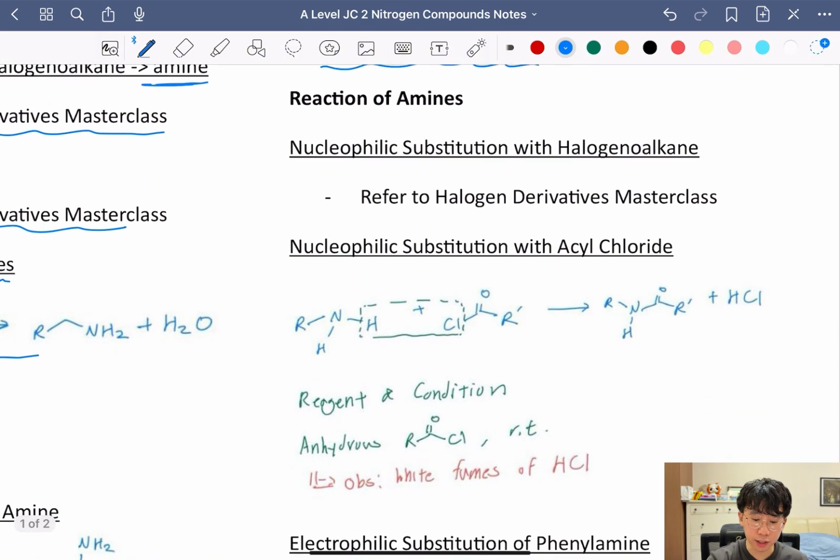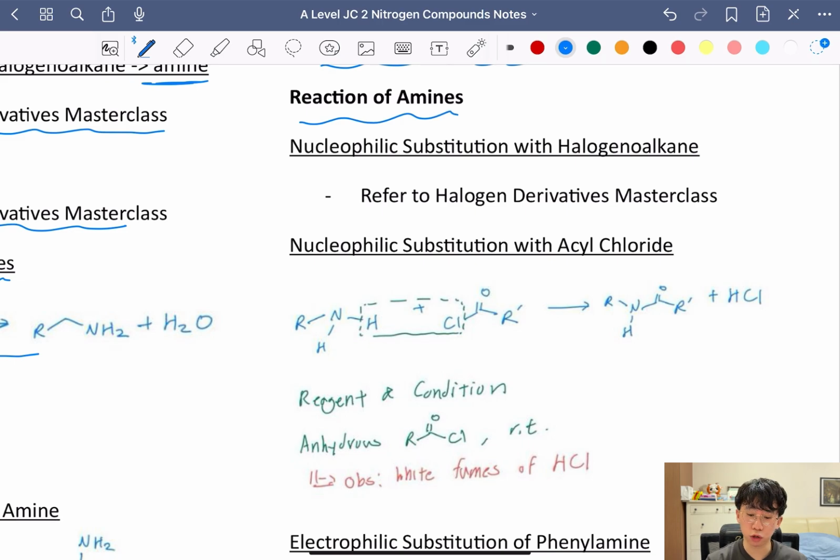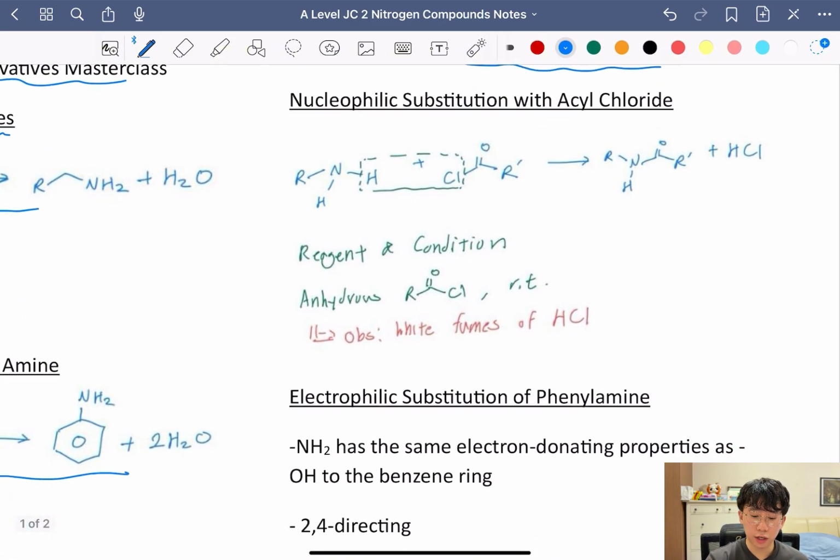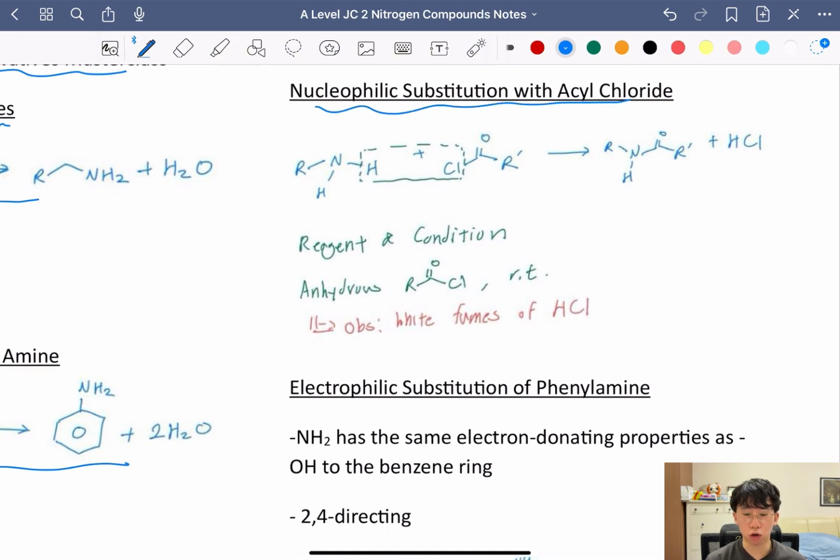Now for your reactions, your amines can undergo nucleophilic substitution. I've already covered this as well in your halogen derivatives masterclass. You can also do nucleophilic substitution with acyl chloride. So over here, this is a new reaction. This is actually a condensation reaction.